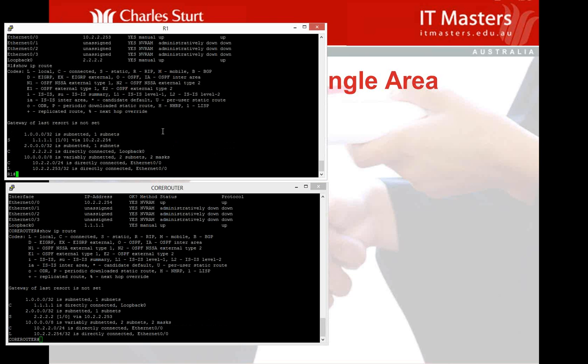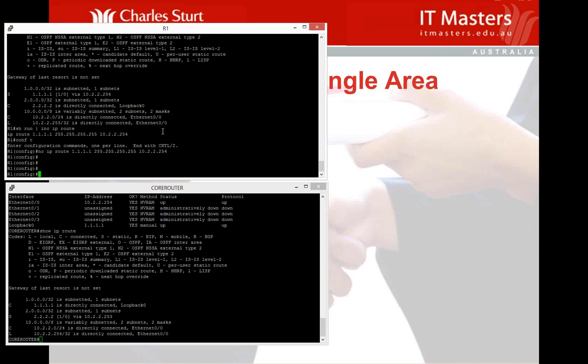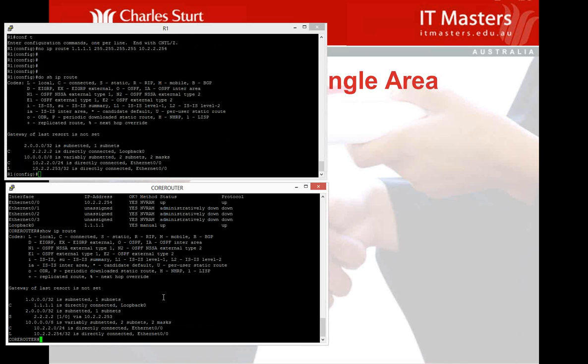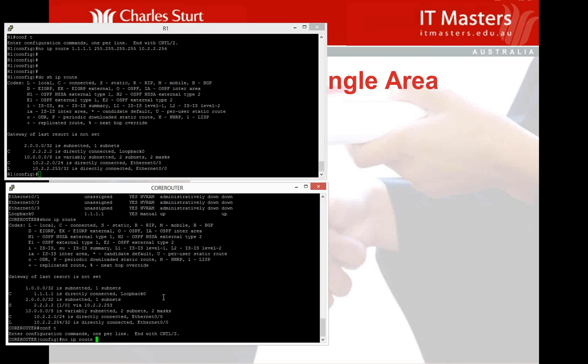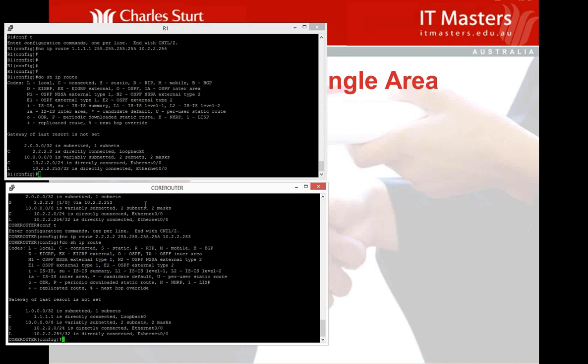Okay, so what I'm going to do now is look at my routes, and I'm going to remove these static routes. Okay. So now I can no longer see the 1.1.1 network, and I can no longer ping. Similarly here. Oops. Now no longer have access to those networks. So let's configure EIGRP.